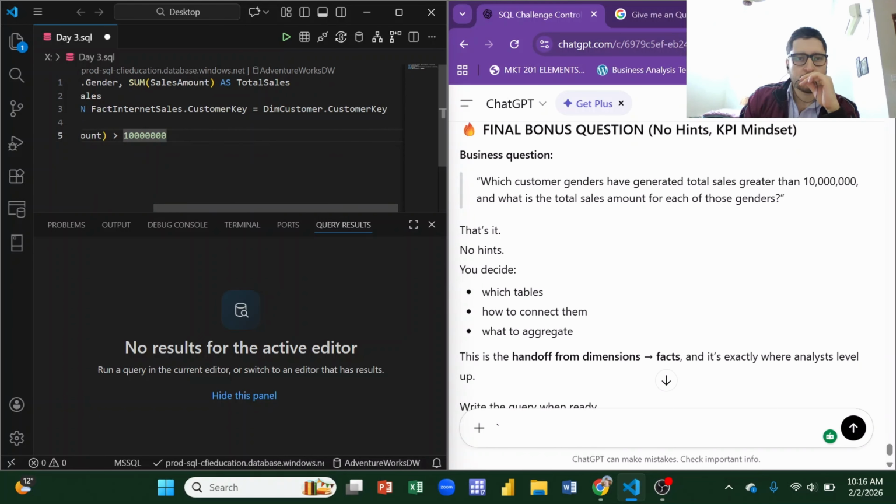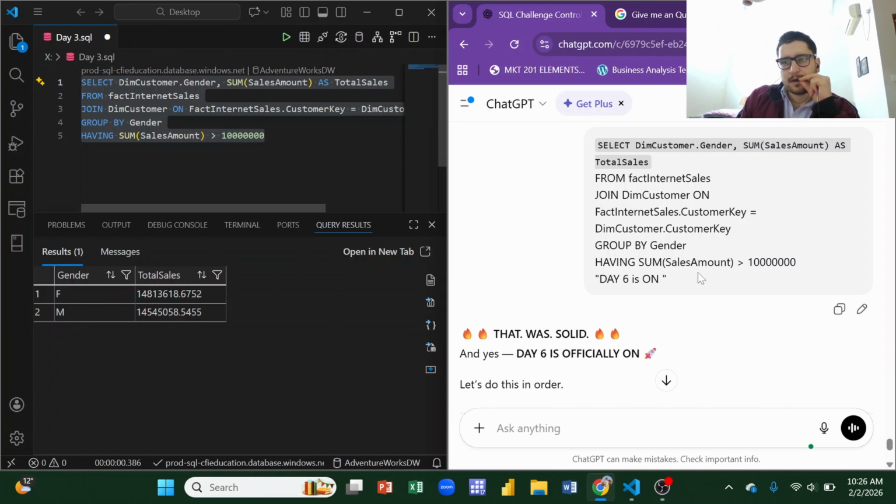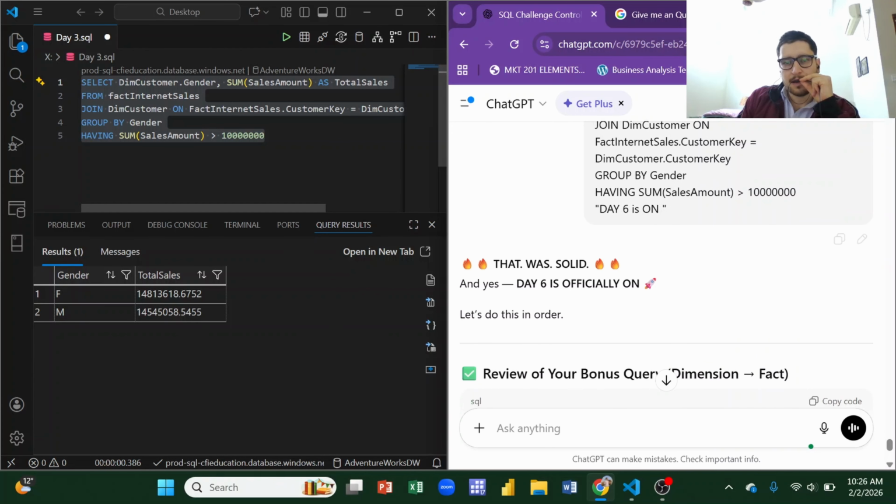To connect these tables, you have to understand you will be working with either the foreign key or the primary key. For the dimension customer, because it is a dimension table, I would look for the primary key, which was the customer key. For the fact internet sales, the customer key was a foreign key, so it was an easy join. Now that I have pasted my query into ChatGPT, it is saying that was solid, and yes, day 6 is officially on.